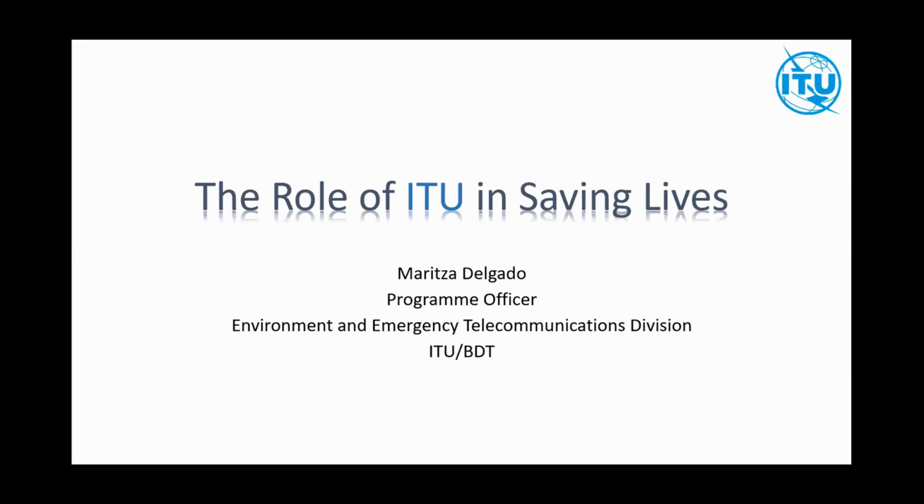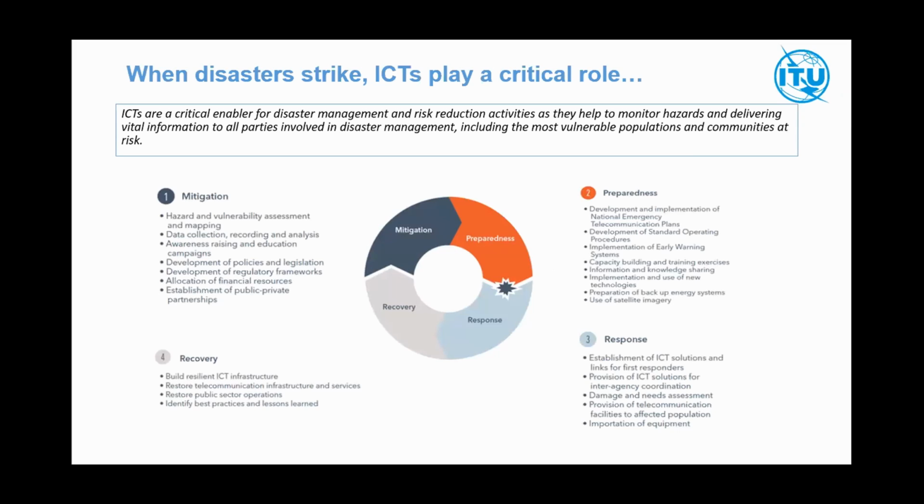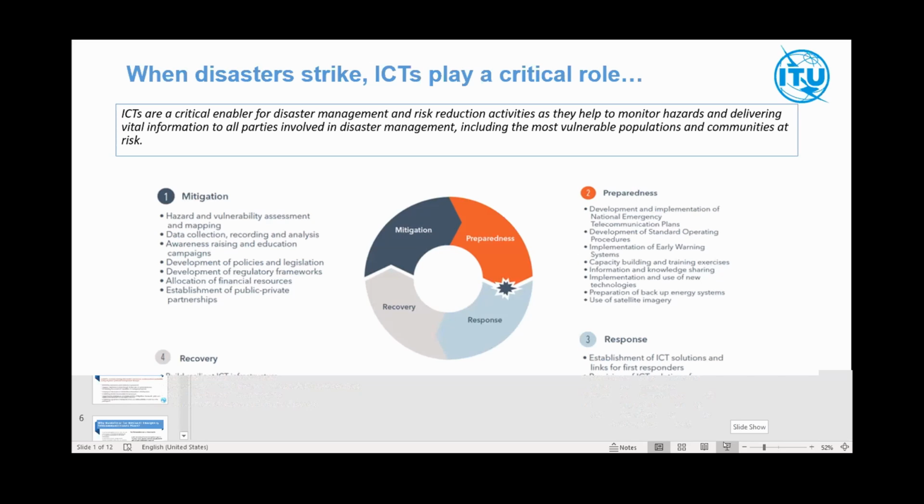So I am going to present the role of ITU in emergency telecommunications. And we have heard, as I mentioned in the other presentations, that information and communication technologies are a critical tool when it comes to disaster management and risk reduction activities. Without telecommunications, we cannot do anything. Telecommunications help us to not only monitor all hazards, analyze data, but also to deliver that information to all parties that are involved in disaster management, and not only stakeholders, but also vulnerable communities and populations that are at risk. And I think this is what we have to aim for, to involve communities in this overall framework, because everything that we do is to save their lives.